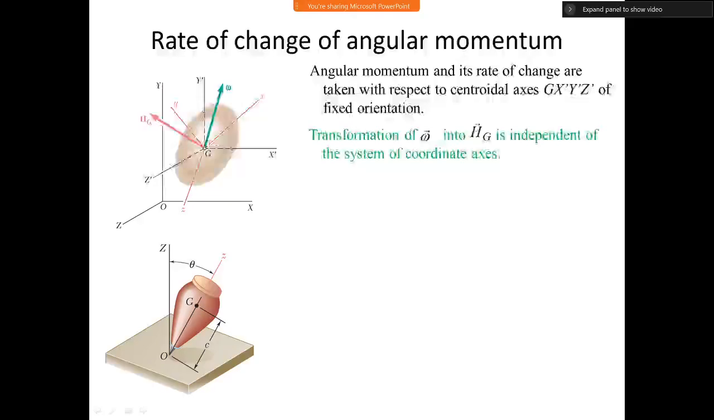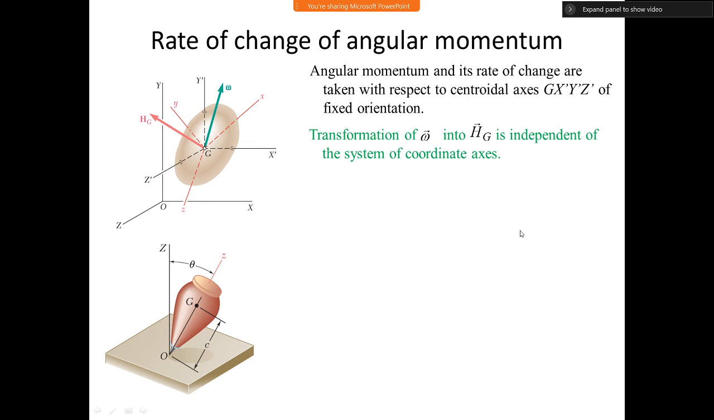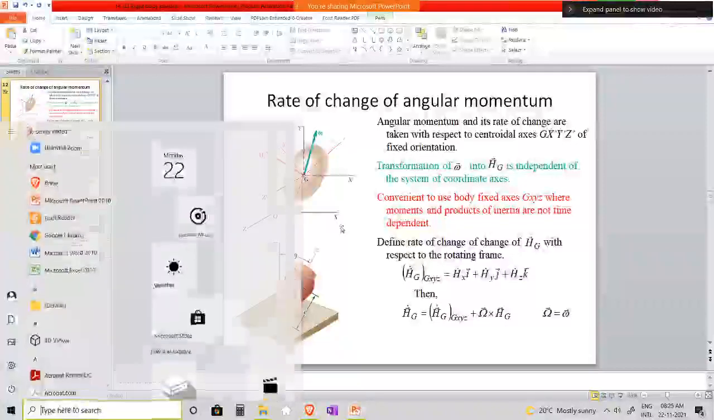See, H is related to omega by the inertia matrix I, and this does not depend on whether your axis is rotating and so on. In one sense it doesn't depend on the axis, but we would prefer to use the axis where the inertia terms are time independent. What does it mean? Let me explain it. Or maybe I can go to OneNote and explain it better. Just give me a minute.